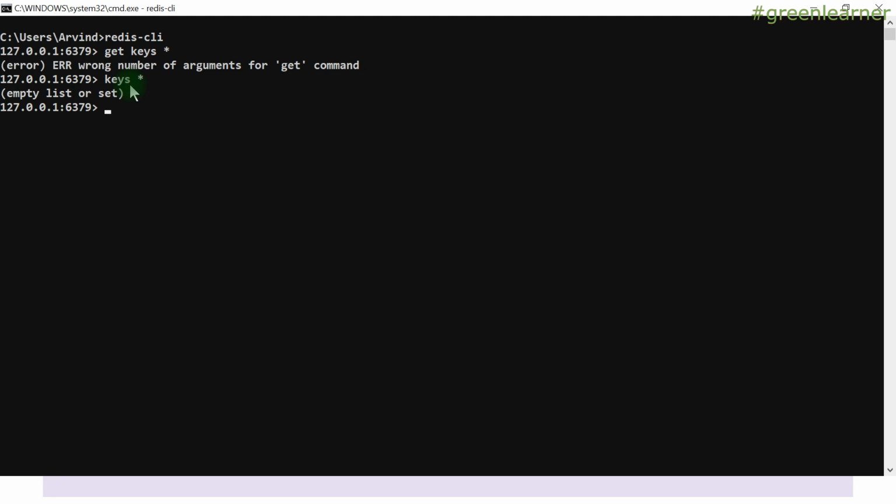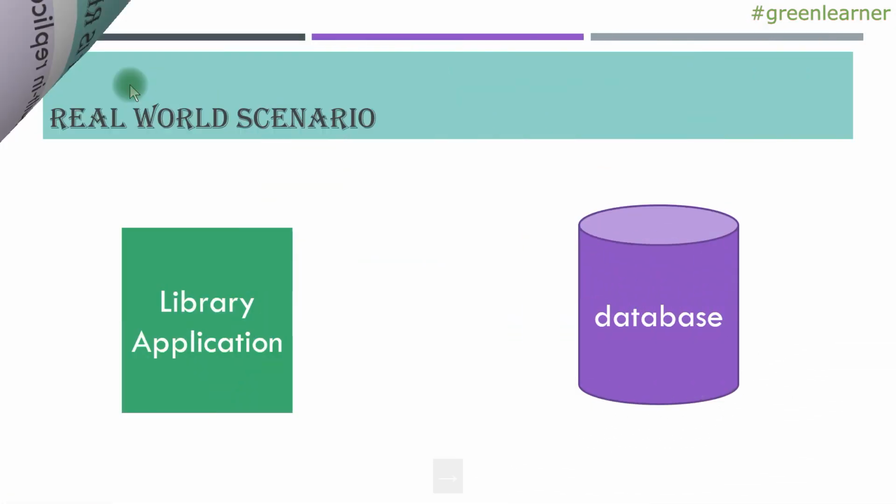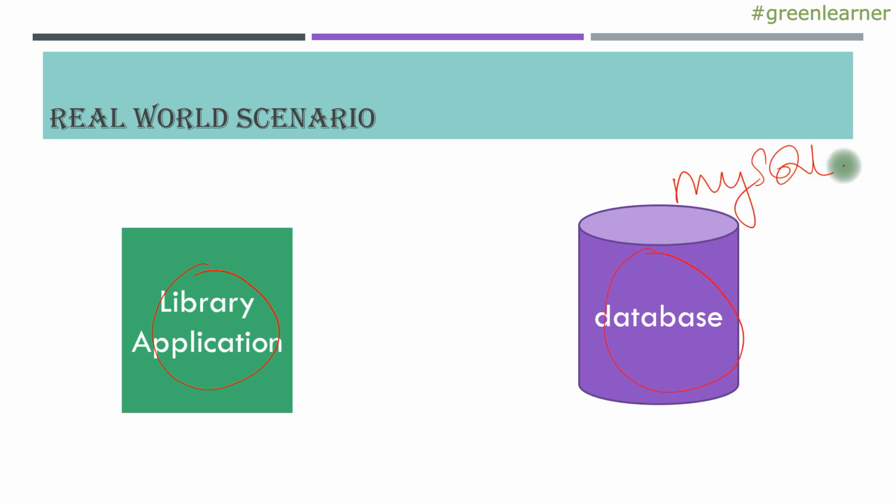Okay, so we will integrate this running server with our Spring Boot, and we'll see how the keys and cache information are stored in Redis. So let's go ahead and move to the application part, that is the demo. This is a real world scenario library application that I'm going to create for demo purposes. It is going to interact with the MySQL database which I have installed in my system.